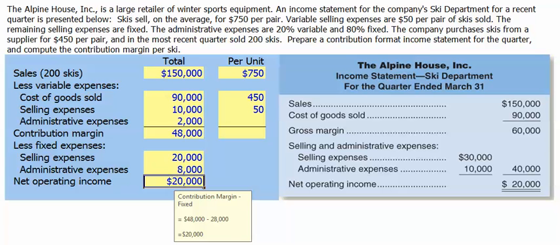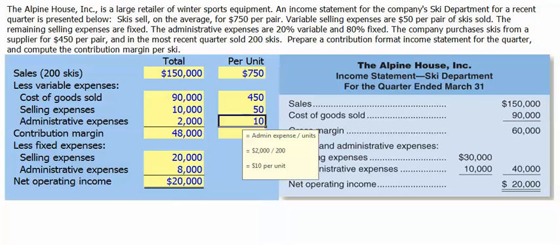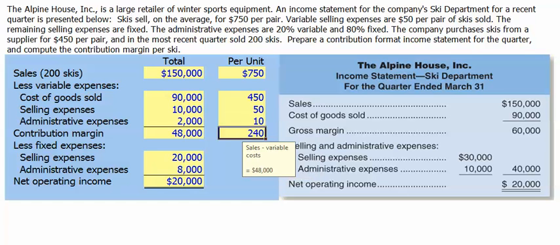Our contribution margin per unit then can be calculated once we calculate our total variable cost per unit. We were given our cost of goods sold of $450 per unit, our selling expenses of $50 per unit, and our admin expense will be $10 per unit. This is the $2,000 total expense divided by the 200 units. Our contribution margin per unit then is $240. This is the $750 in sales revenue per unit minus our variable cost per unit of $510.